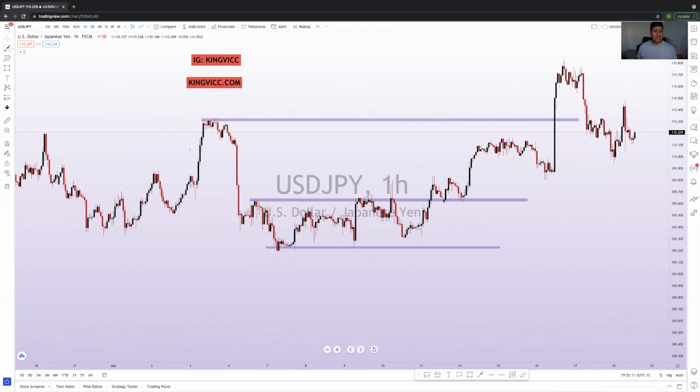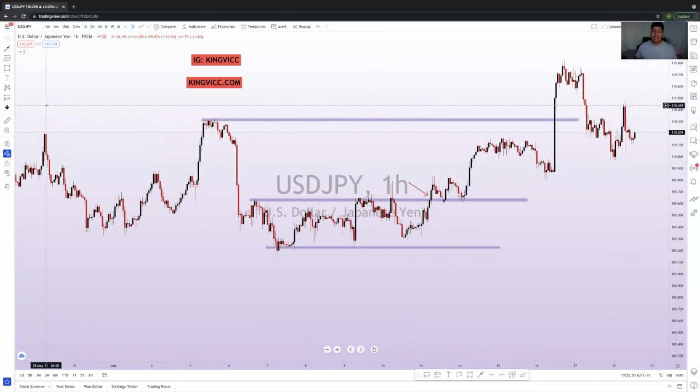We clearly see that it failed here and here. It failed to break this level. But we had another attempt and that did not fail. This one actually broke to the upside, but you don't enter just yet. Let's delete this. You don't enter yet. These are the rules that I live by before entering a position. Actually, 4 rules.